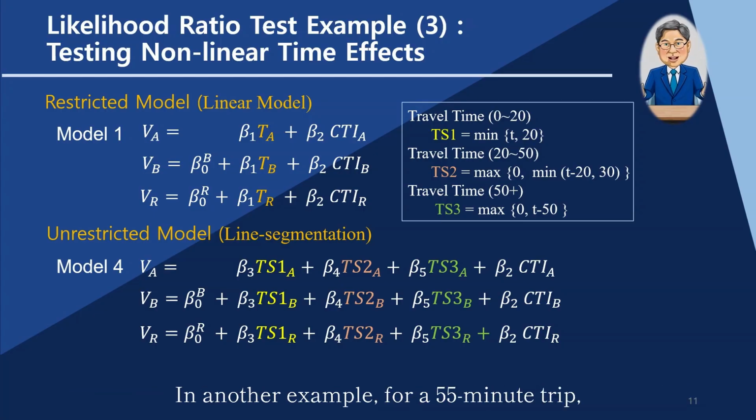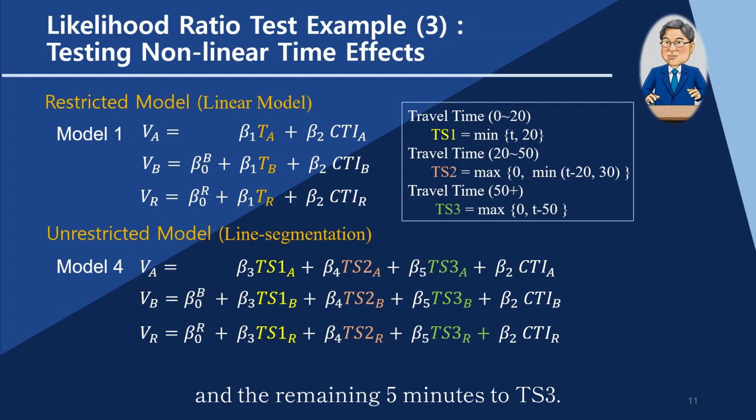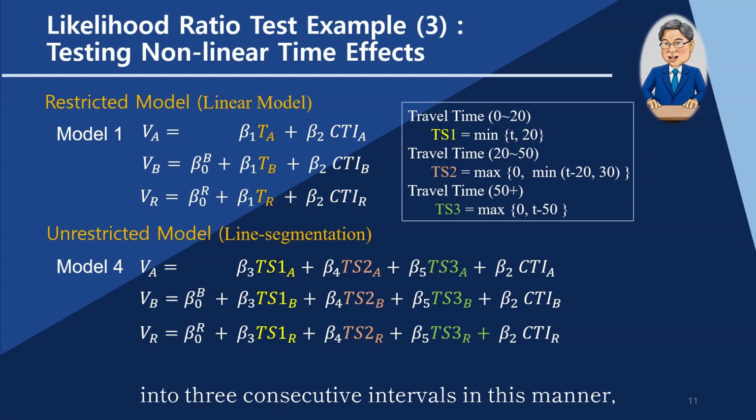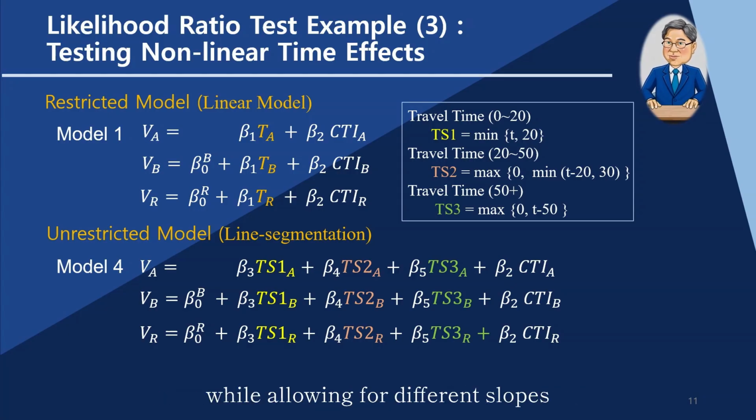In another example, for a 55-minute trip, 20 minutes are assigned to TS1, 30 minutes to TS2, and the remaining 5 minutes to TS3. By decomposing the overall travel time variable into 3 consecutive intervals in this manner, the overall utility function remains continuous without any breaks, while allowing for different slopes, that is, distinct coefficient values across the different intervals.